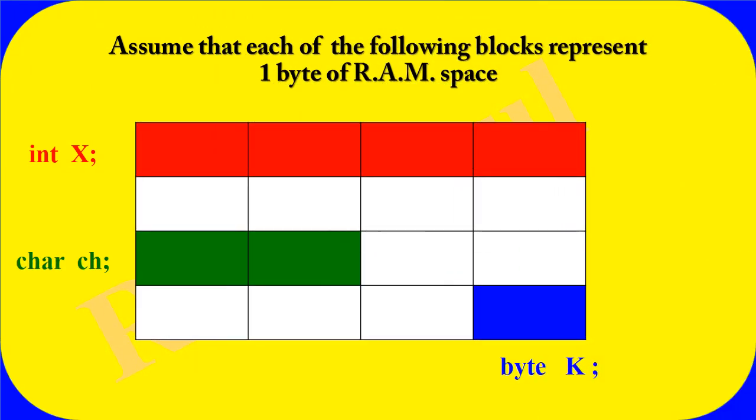Assume that this grid of rows and columns is actually a portion of RAM, and each block is used to store 1 byte of information. So, if a variable is of int data type, here int type x is declared, so it will take 4 bytes of RAM space to store one value. Similarly, character type variable ch will take up 2 bytes of RAM space, and a byte type k variable will take 1 byte of storage space.